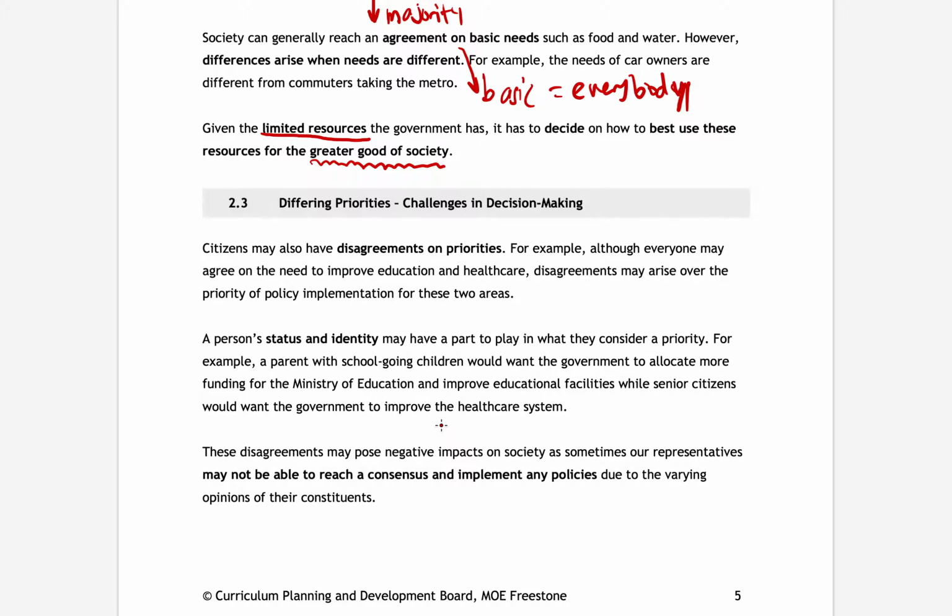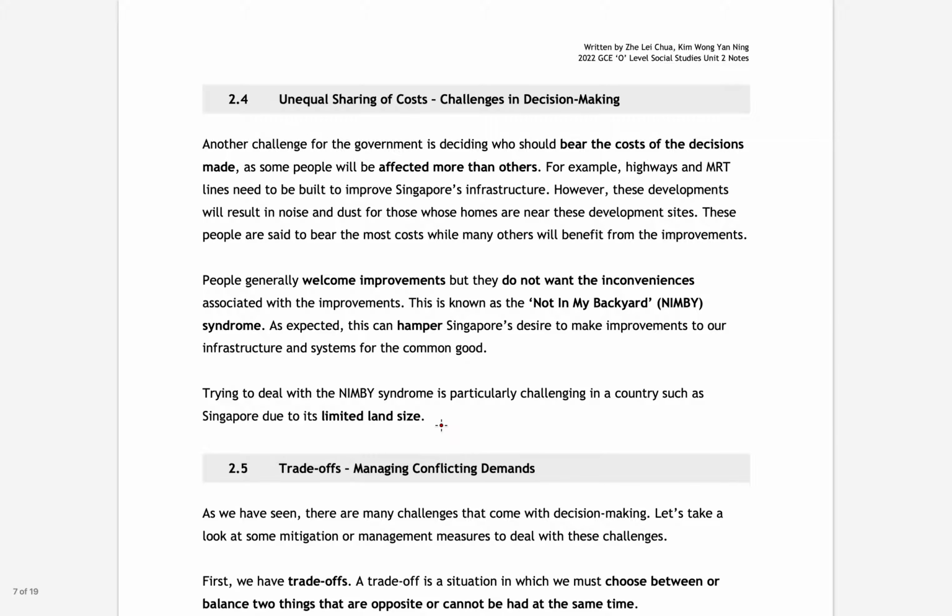What should come first? What should the government focus on first? Third, unequal sharing of costs. Right? So unequal sharing of costs is the third challenge in decision making. Essentially, we know that some developments and improvements are very important and will benefit a lot of people. However, when this infrastructure, for example, is being built, the people who are affected by the development, the people who have to bear the cost, are very different.